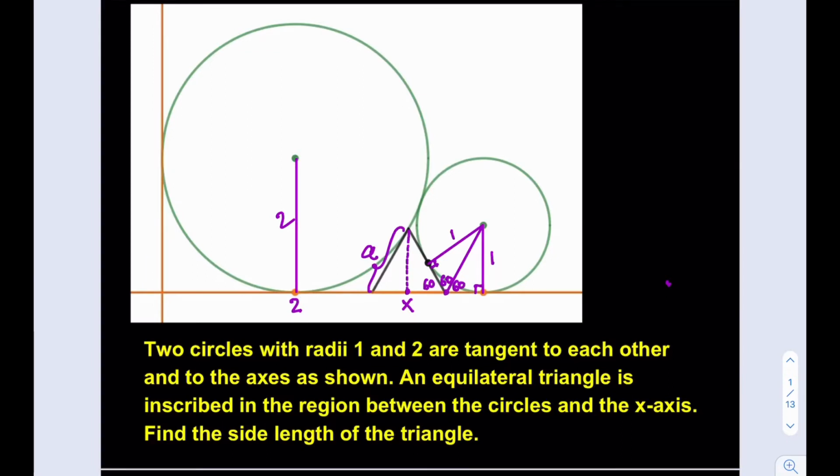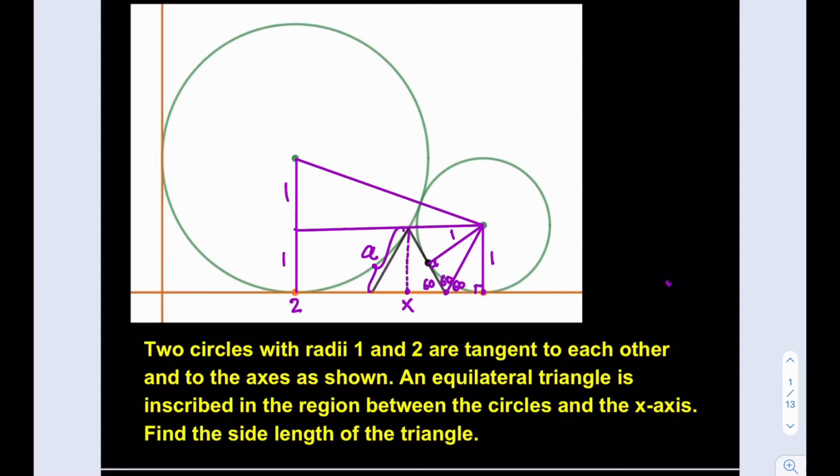So let's find the x-coordinate of this point first of all. For that, we're just going to connect the centers of these two circles. And what happens here is, if we try to find this length between the points of tangency, I'm going to draw a horizontal line here. That horizontal line is going to be parallel to the x-axis, right? Now, we know that this is 1. So this is 1 and this is 1.